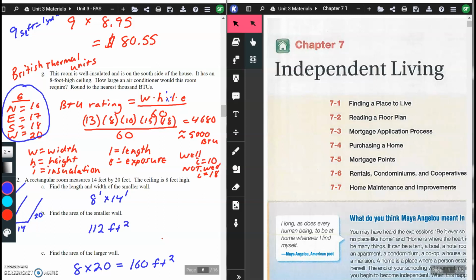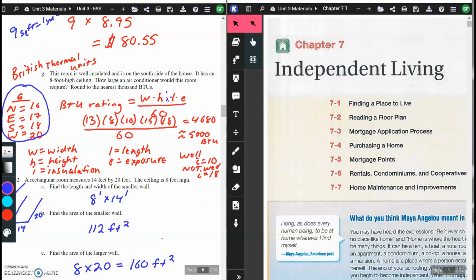Our exposure, which is a south side exposure, is 18. Take all those numbers from the description above, multiply them all together, and divide by 60, which gives you 4680. We always round to the nearest thousand, so 4680 is above the 4,500 mark, so we're going to round up to 5,000 BTUs.